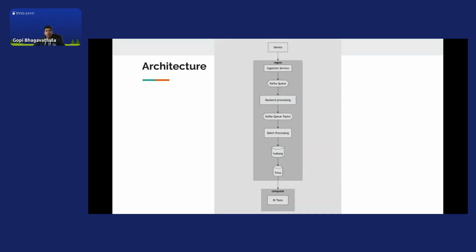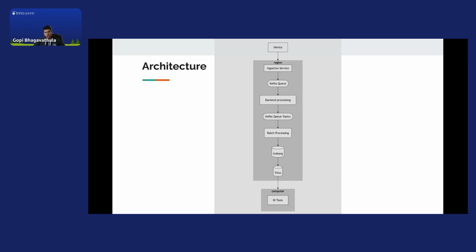So here is the architecture for the Trino Iceberg system. Since you are all aware, Branch is a mobile company, so we have so many devices in the wild which send us the events. Our ingestion service receives those events and publishes them to the Kafka queue. And the backend processing jobs read the Kafka data, enrich them, segregate them, and then publish to different topics in Kafka.